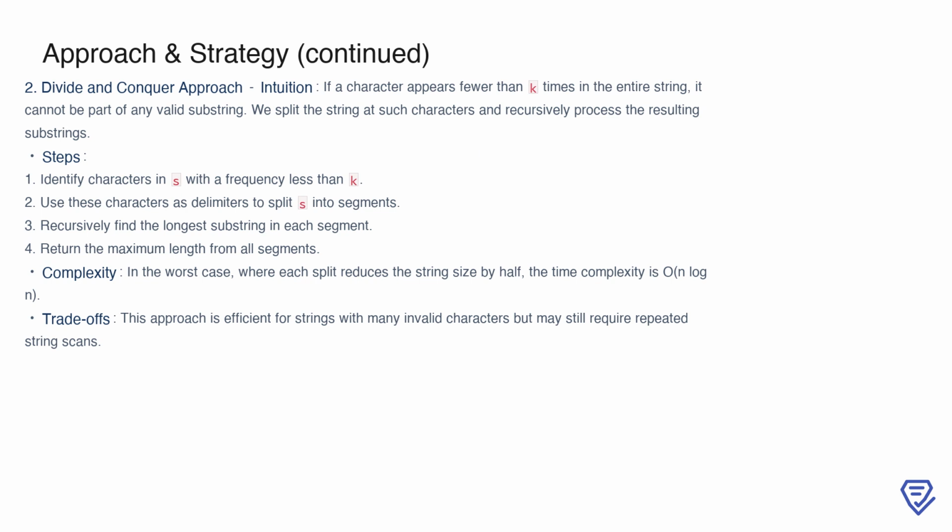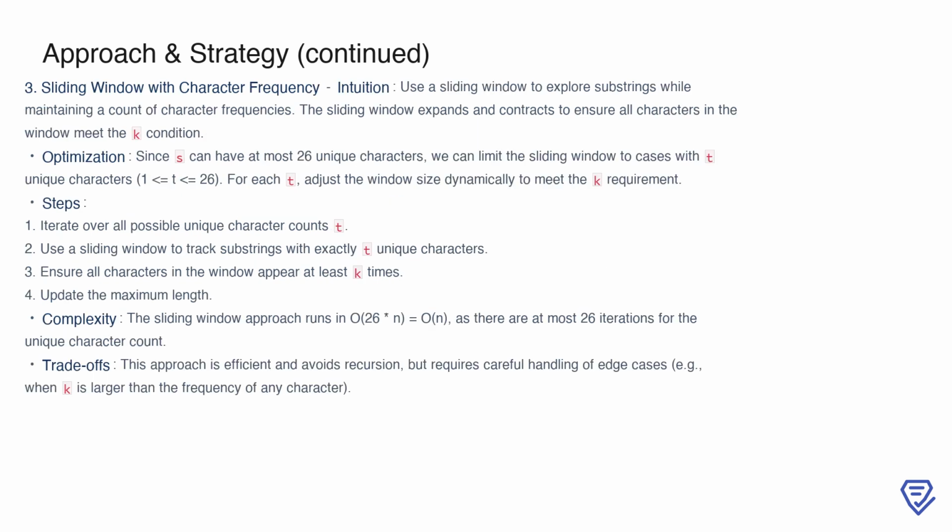Another method we considered is the sliding window approach, which uses a dynamic window to explore substrings while tracking character frequencies. The idea is to expand and contract the window to ensure that all characters within it meet the k condition. To optimize this further, we leverage the fact that there are at most 26 unique characters in the string. By iterating over all possible counts of unique characters, denoted as t, where 1 ≤ t ≤ 26, we dynamically adjust the window to maintain exactly t unique characters, ensuring their frequencies are at least k.